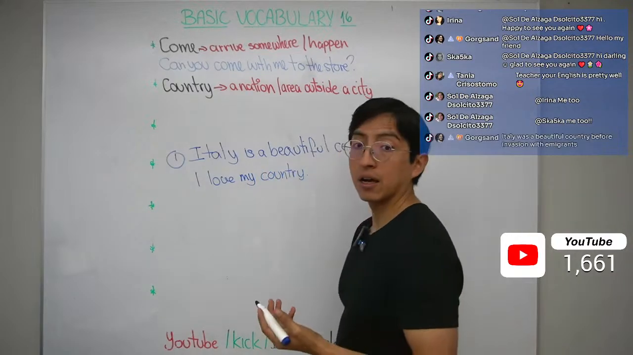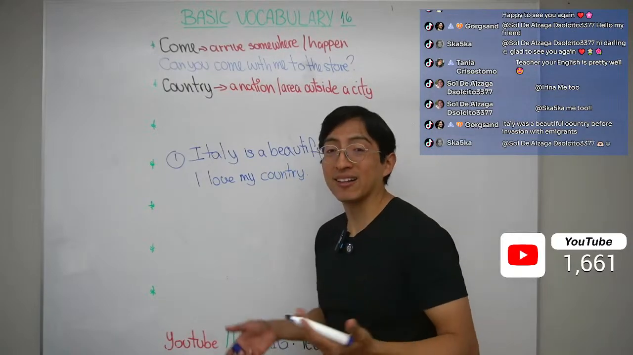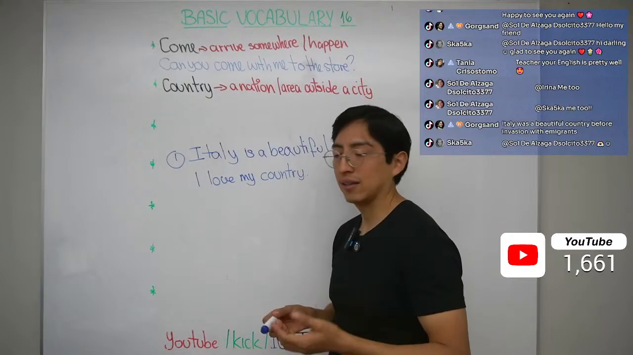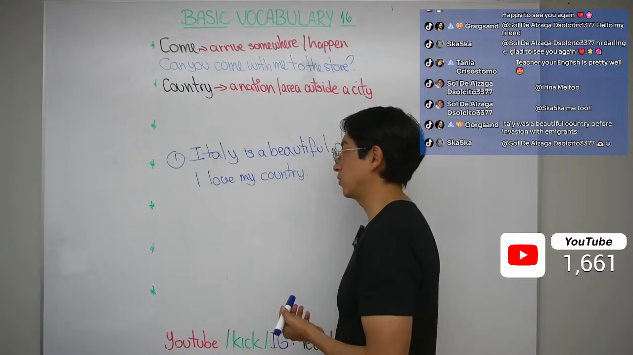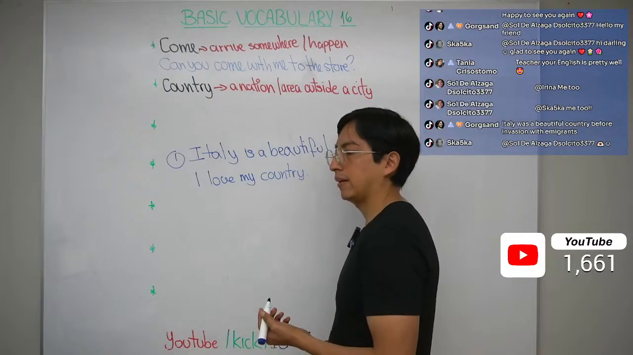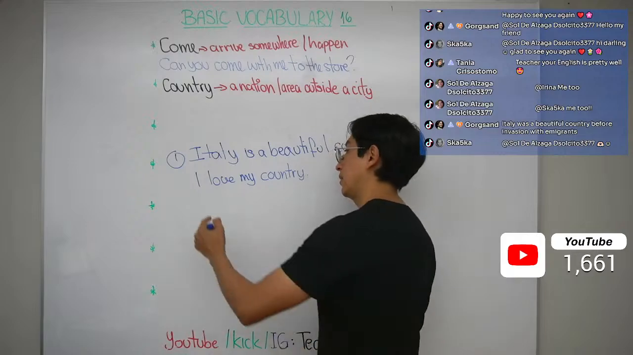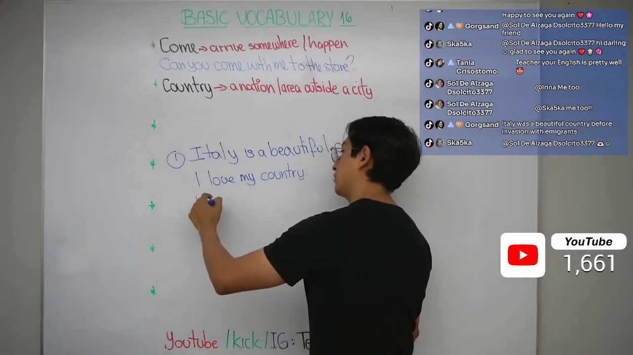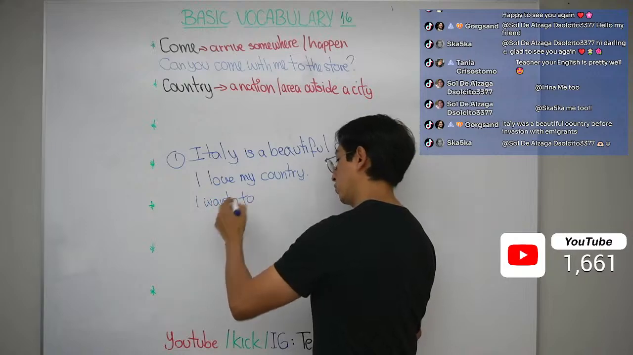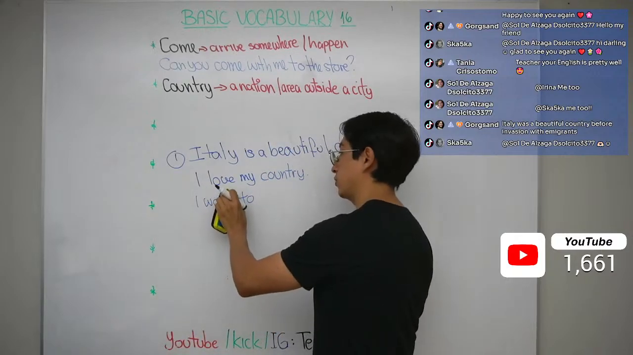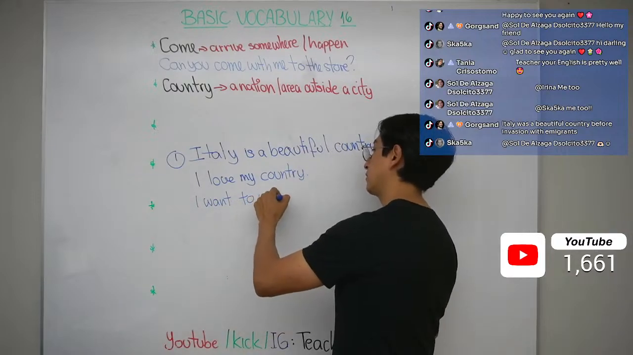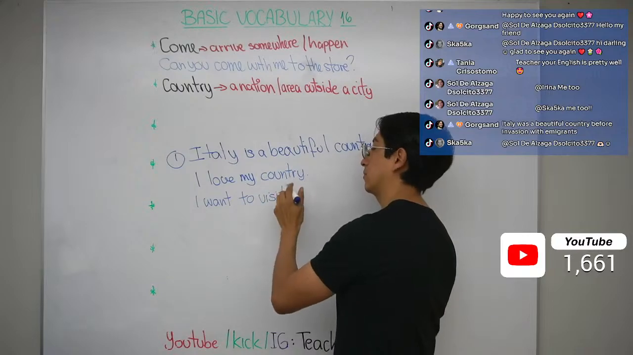Okay, I love my country. Yes, everybody loves their country. There's a lot of beautiful things about this. Okay, what else can we use here? We can say here, for example, I want to visit. Now, be careful with this.